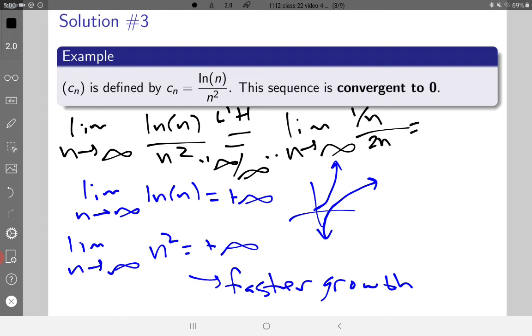And then when I write the next step, I'm not actually applying L'Hopital's rule. I'm just simplifying the fraction. So I have 1 over n divided by 2n, or another way to do that is divide the denominator, so 2n squared, and that's just going to straight up equal 0. I don't need to apply L'Hopital's rule again to see that.